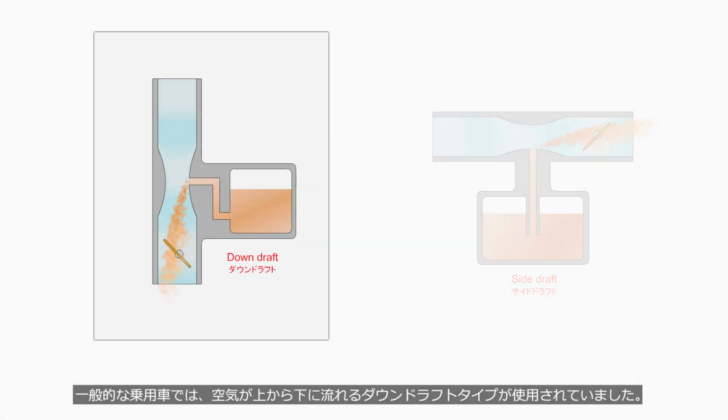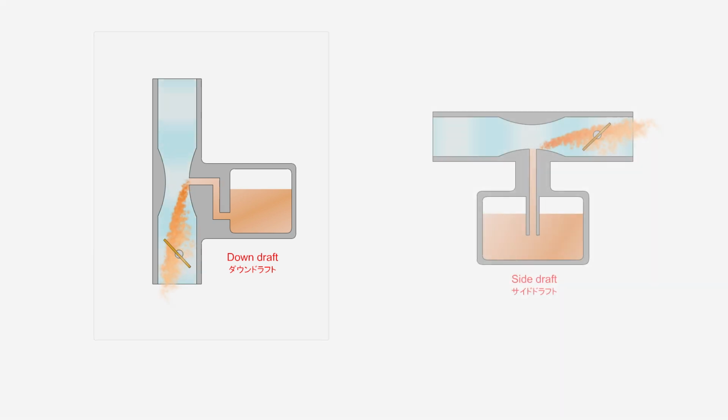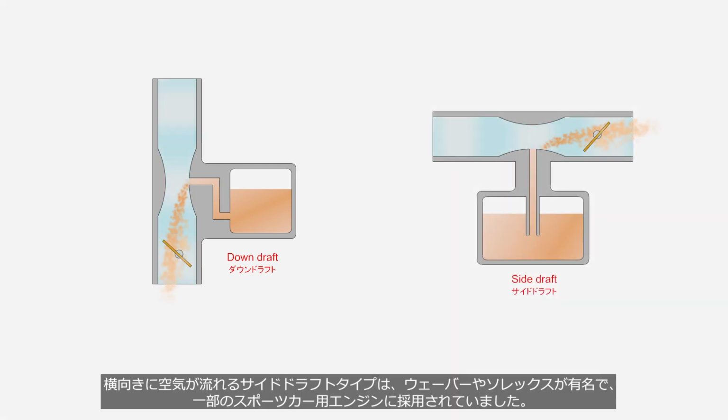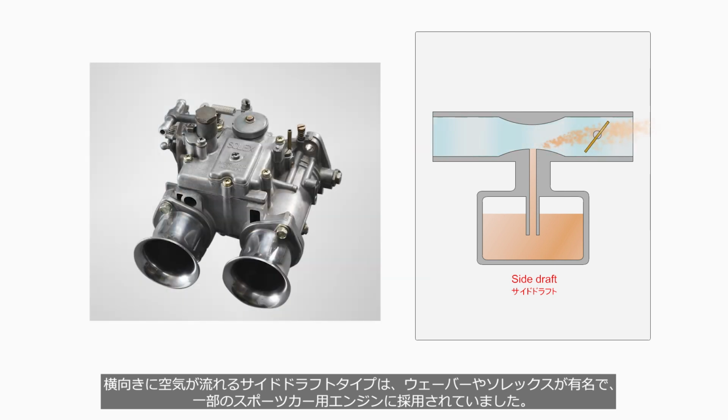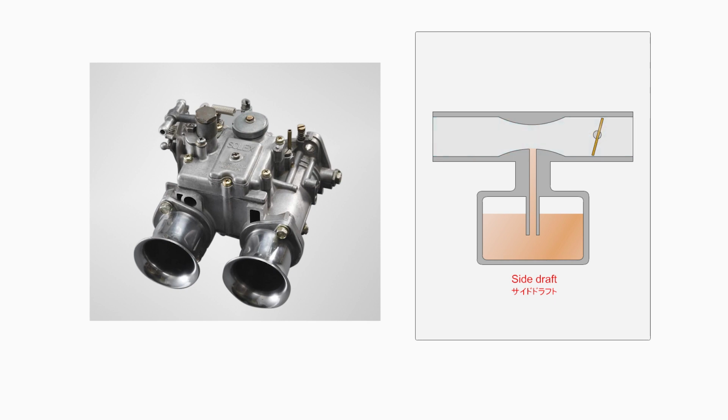Downdraft type carburetors, which have vertical airflow, have been used for general passenger cars. The side draft type carburetor that has lateral airflow, used by the famous Weber or Solex, had been integrated into some sports car engines.